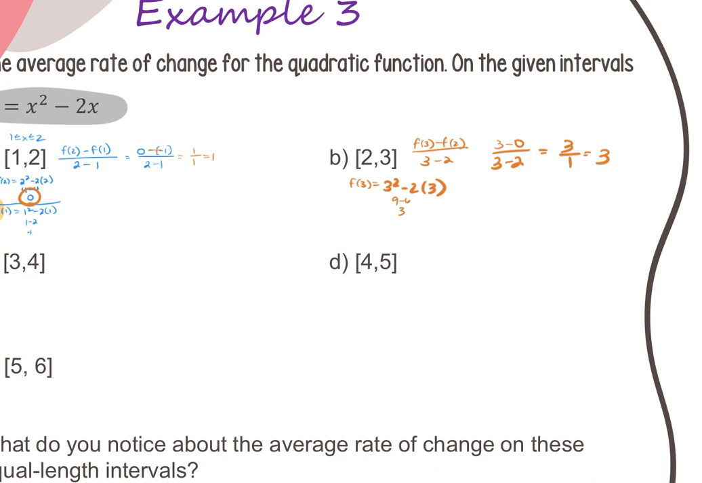Is it a problem that those are different? When does rate of change have to be constant? Only when it's linear. This is not linear, this is quadratic, okay? So it makes sense that it shouldn't be the same. Doesn't mean it can't, but it makes sense that it shouldn't be the same.